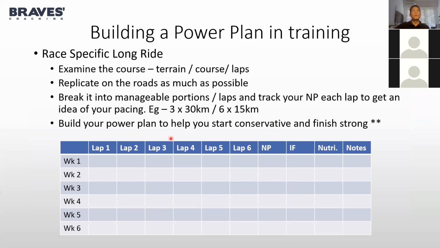This is what I tried to give you an idea of how to do today, Greg. So examine the course that you're going to do, all right? The terrain and the number of laps. You replicate it on the roads as much as possible. So if it's a really flat course, then you might go to Coastal and do your loops. If it's rolling, you might do somewhere like Mandai loops, or you throw in some hills somewhere.